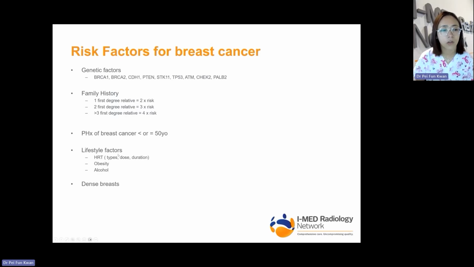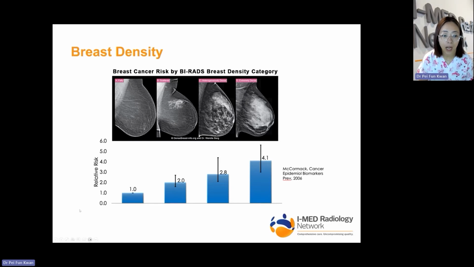Lifestyle factors, including HRT, are thought to be also associated with increased risk of breast cancer. It depends on the type of HRT and dosage and how long the patient has been on it. And obesity and alcohol are also thought to be risk factors for breast cancer. Lastly, dense breast tissue increases breast cancer risk by up to 4 times with extremely dense breast tissue compared to fatty breast tissue. We will be going through the breast density in more detail later on in this talk.